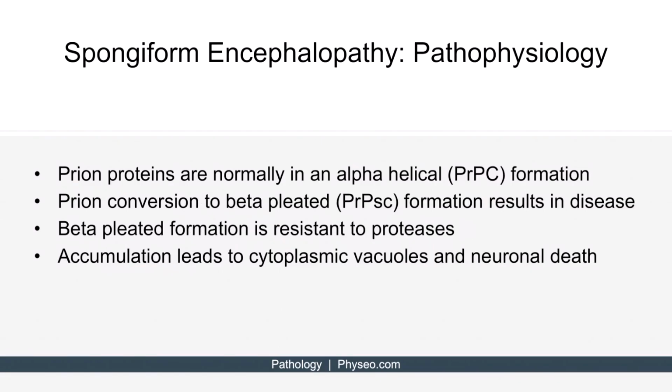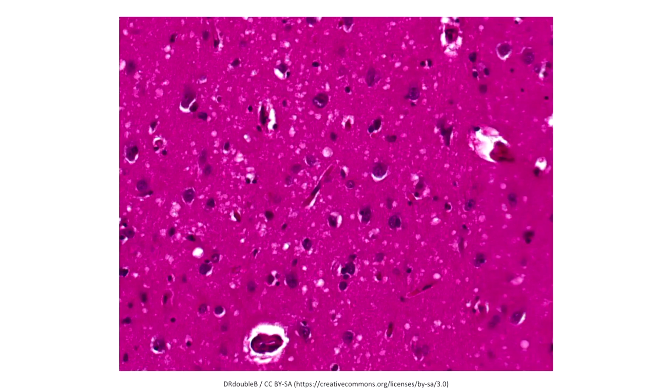Under normal conditions, prion proteins are found in the CNS in the alpha-helical formation. Patients with spongiform encephalopathy will have their prion proteins converted to a beta-pleated formation. This beta-pleated configuration is resistant to CNS proteases, and this causes an accumulation of beta-pleated prion proteins, which causes cytoplasmic vacuoles and neuronal death. This is an H&E stain of a brain biopsy in a patient with spongiform encephalopathy.